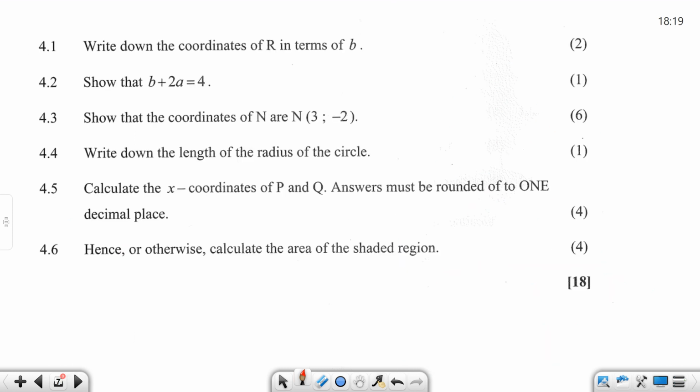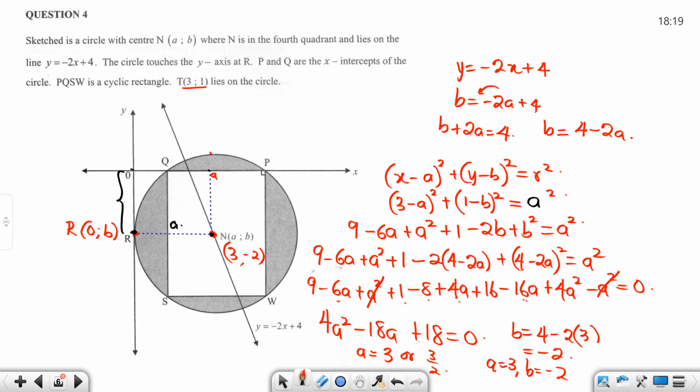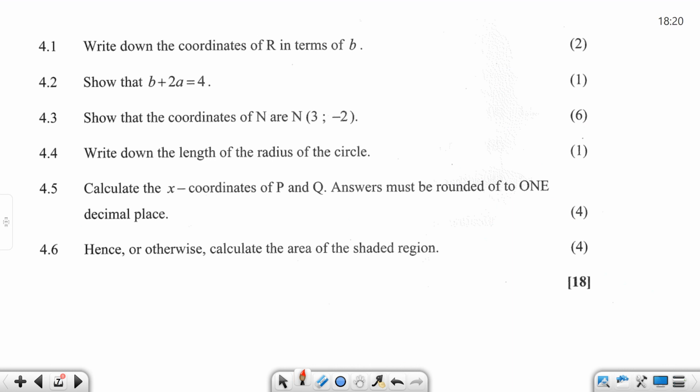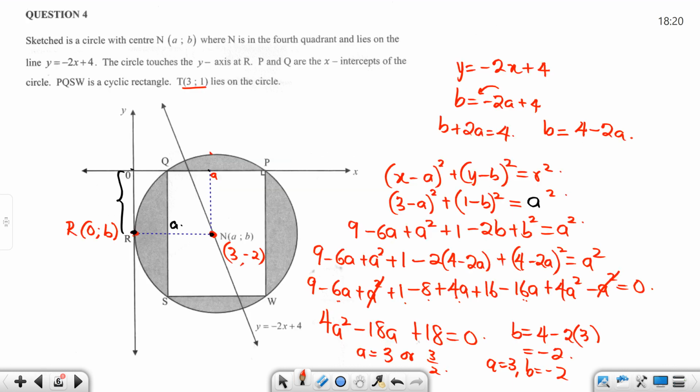All right, very beautiful. Write down the length of the radius of the circle. We know the radius is what? A. Is that fine? So what's the radius? 3 units. Once you get that, then I think the rest is just playing around with information. Calculate the x coordinates of P and Q. Okay, what do you know about P and Q? All right, they are the x what? Intercept. What do we know? Y therefore should be equal to what? 0.